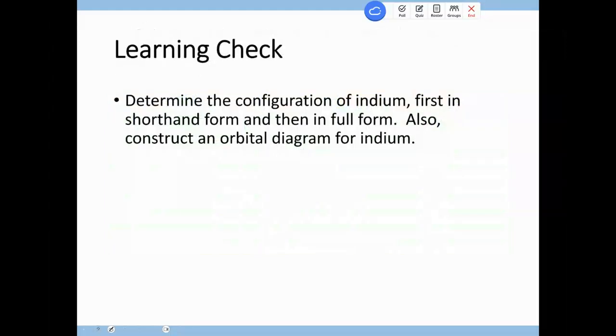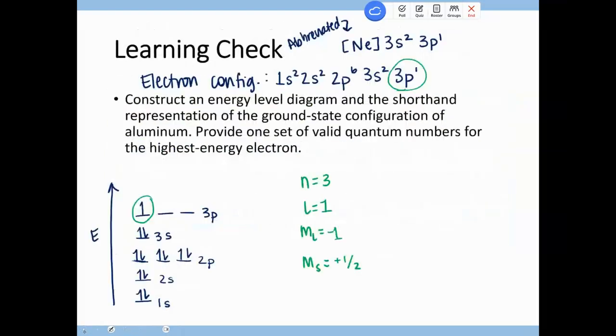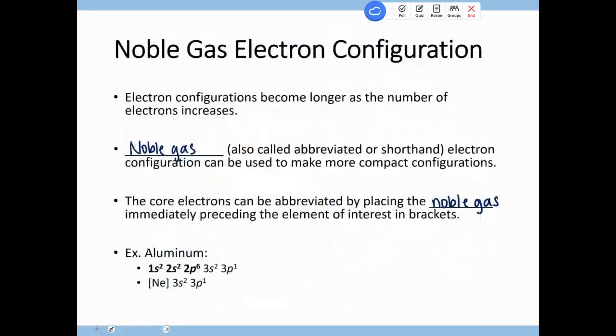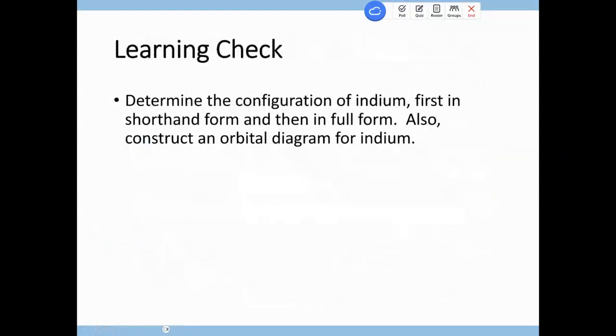All right, another question here. We're going to determine the configuration of indium. Going back to the periodic table, indium is element 49. So you'll write the electron configuration. You can use the abbreviated, so first shorthand using the noble gas, and then also in the full form. And then construct an orbital diagram, but in this case, only use the electrons after the noble gas that you use in the abbreviation.